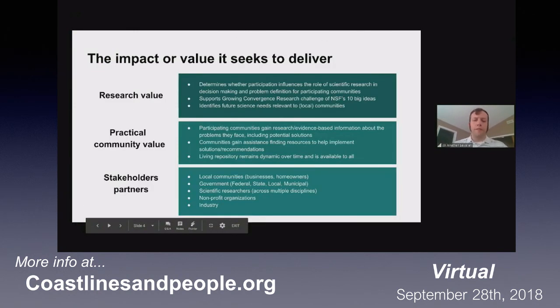We really see a lot of different value to this idea on the research side, obviously identifying future needs and future areas of research based on what the communities think and how they define the problem and what they see as worthy of research. But then also, additional second order research into whether participation in this process influences the role of decision making and problem definition in these communities. And for the communities, they gain research evidence-based information, they gain assistance finding resources, and we really see a lot of different stakeholders and partners being part of this process.